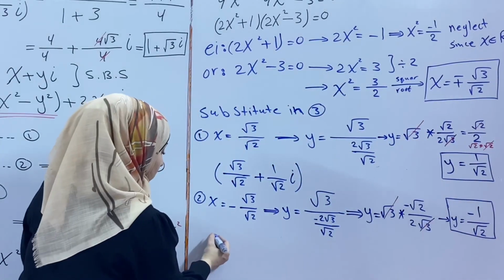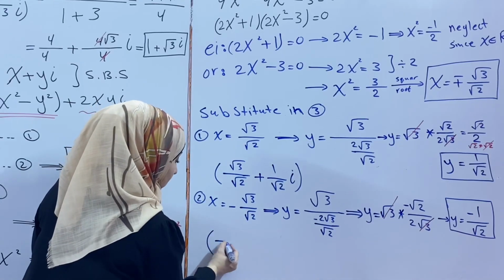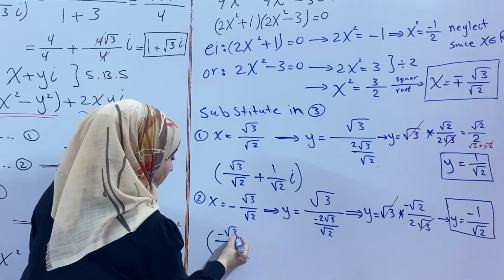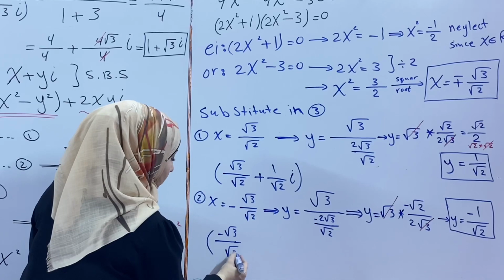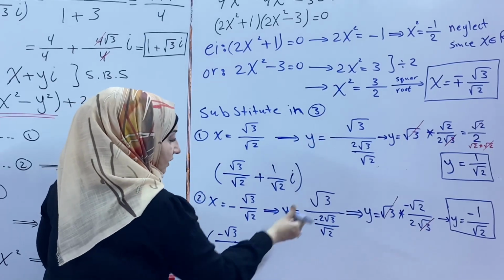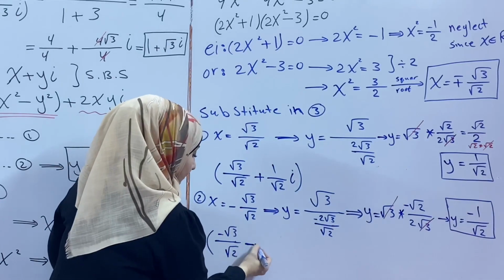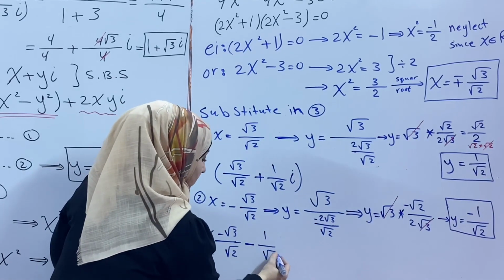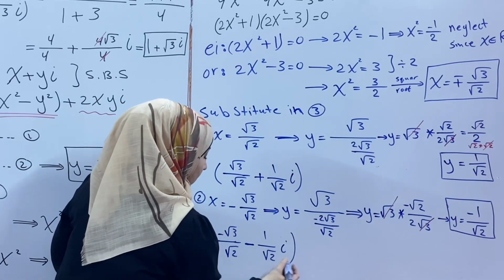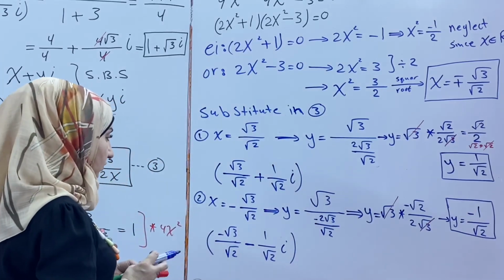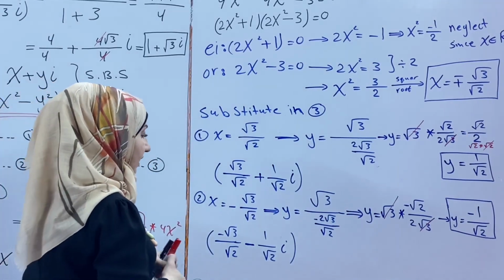So the second root, when x is negative square root of 3 on square root of 2, the value of y will also be negative, so it will be minus 1 on square root of 2 i. This is the second root for the complex number.